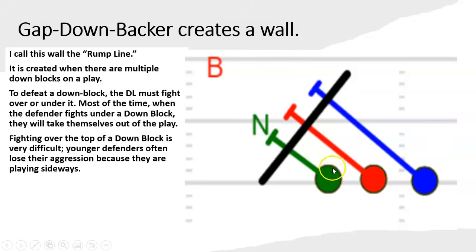And they knew we were going to gap down backer every year. And they knew it. So they wouldn't come off the ball. They would, like old school, try to read blocks like they used to do in the old days of the old Okie fronts back in the 60s and 70s. And these cats would do this.